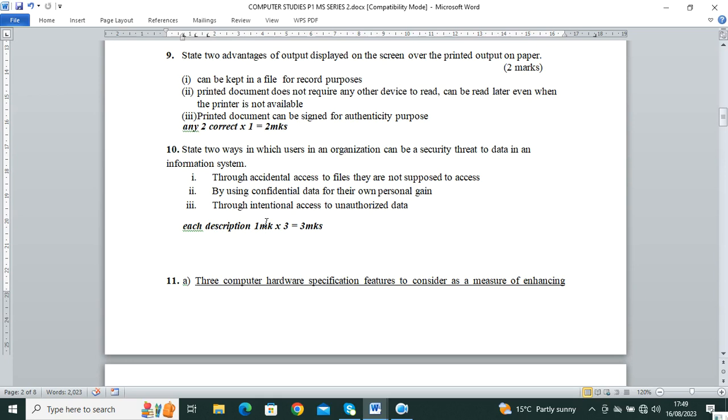Through intentional access to unauthorized data. For example, you have messed up with your boss and then you want to crucify him or her, so you can access some data that he used in corruption to crucify him. That is through intentional access to unauthorized data.